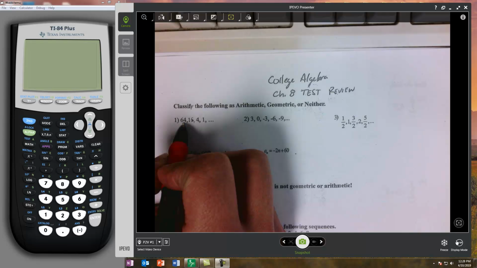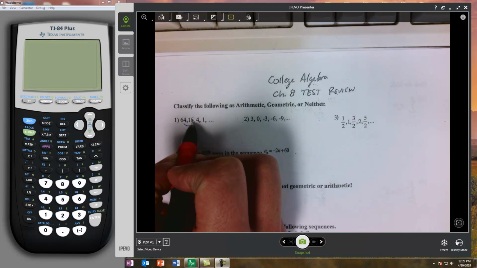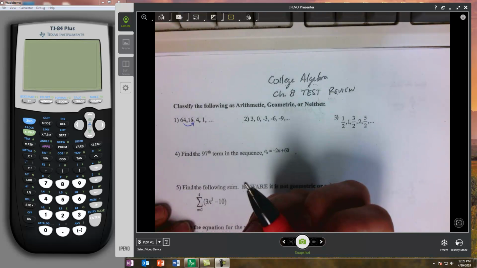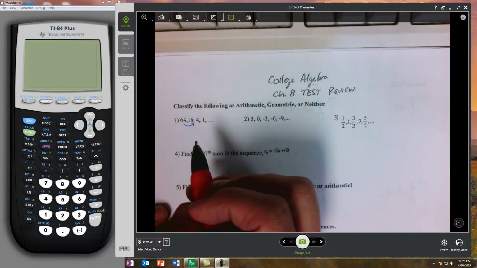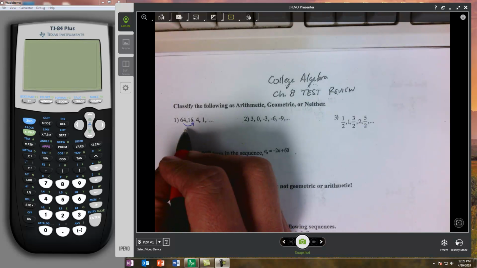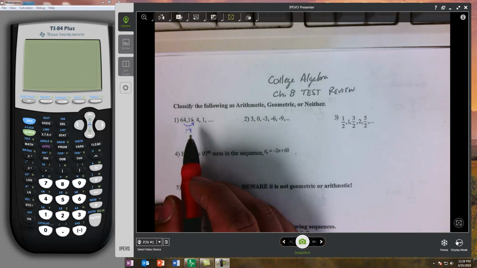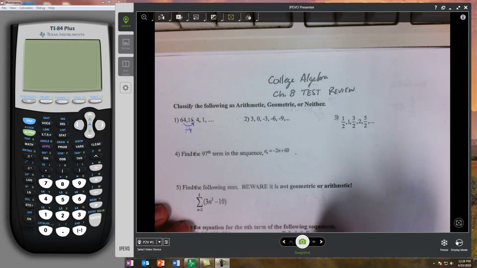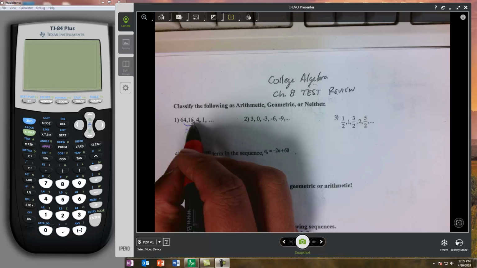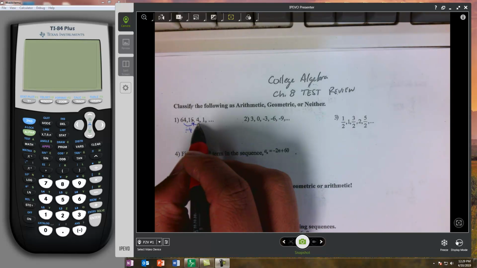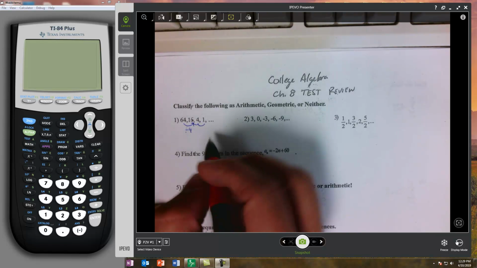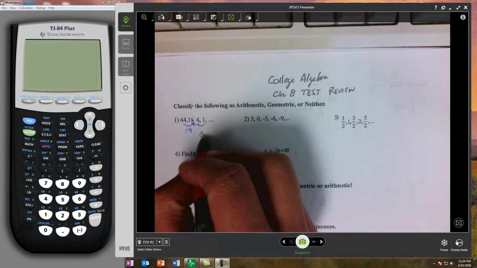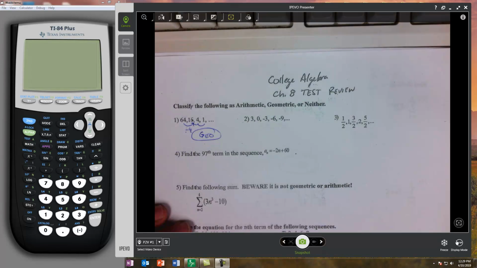If I look at 64 becoming 16, that's a subtraction of, was it 48? It doesn't look like I'm subtracting 48 each time, but it does look like division by 4. Now if I'm dividing by 4, that's the same thing as multiplying by 1/4, and I can check: if I take 16 divided by 4, it's 4, and 4 divided by 4 is 1. So this is repeated division, which makes it geometric in nature.